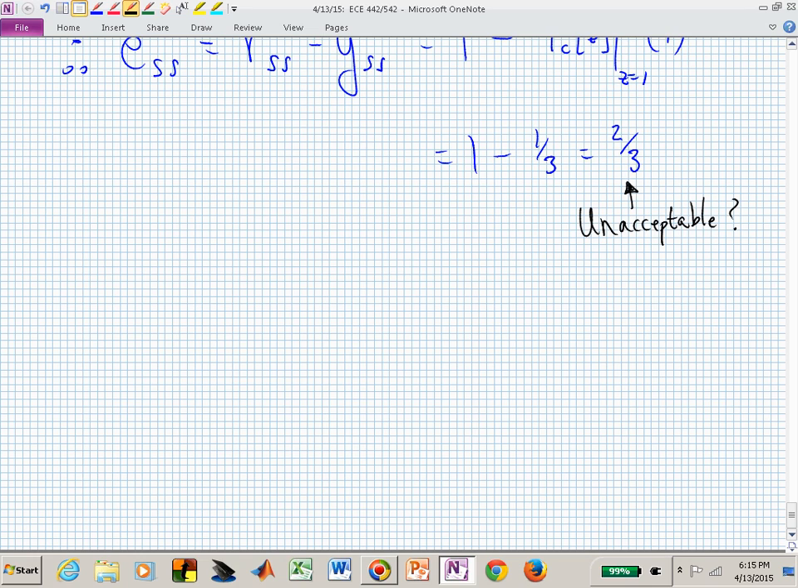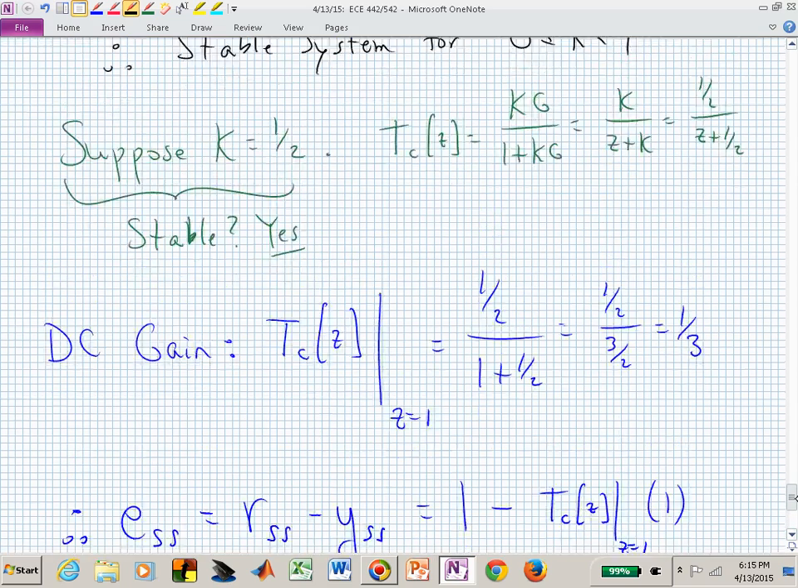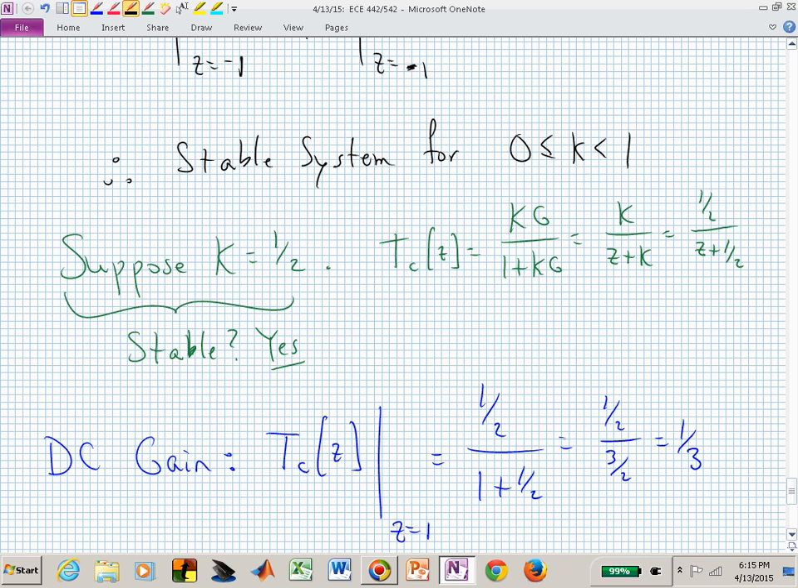You just have one pole in your closed loop system. Where's your closed loop pole? There's your closed loop transfer function. Can you now tell me where your closed loop pole is from that? It's where the denominator vanishes. And where is that? Z equals minus 1/2. That's on the negative real line.